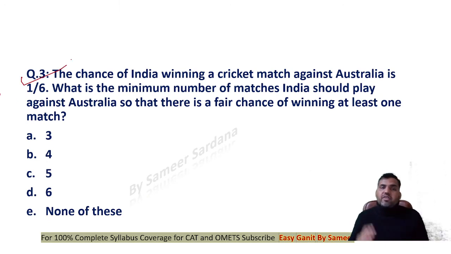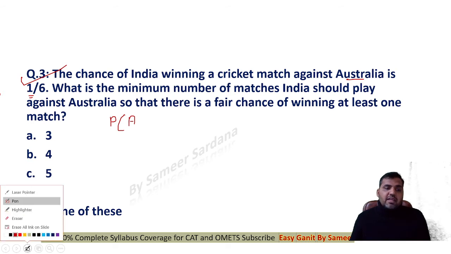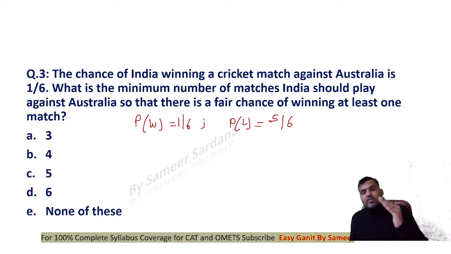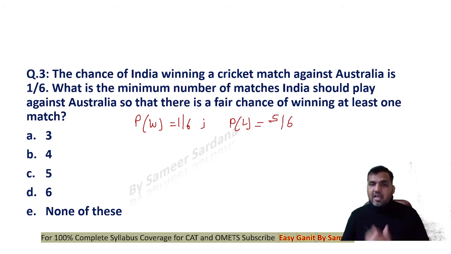Question number 3. The chances of India winning a cricket match against Australia is 1/6. Probability that Australia is going to win the match. Probability of India winning a match against Australia. So probability of winning the match against Australia is 1/6. So guys, probability of losing the match against Australia will be 5/6. So out of 6, there's one chance that India is winning. Out of 6, there are 5 chances that India is losing.